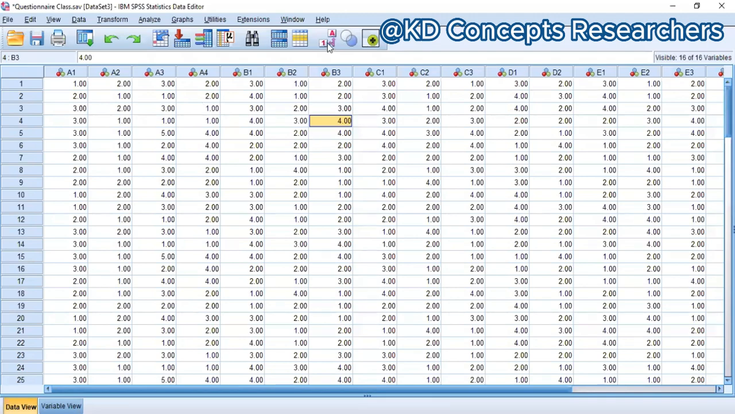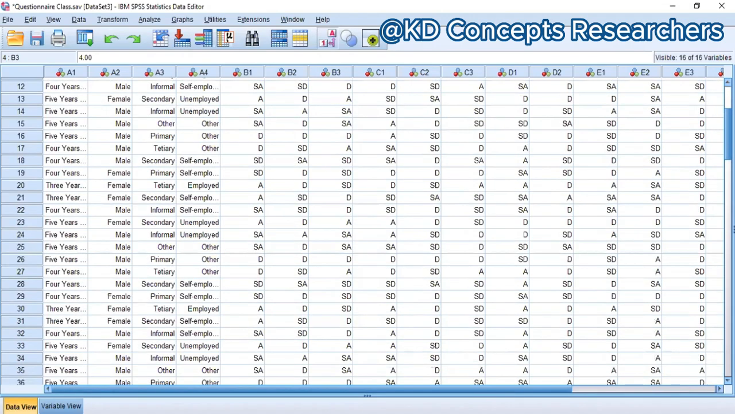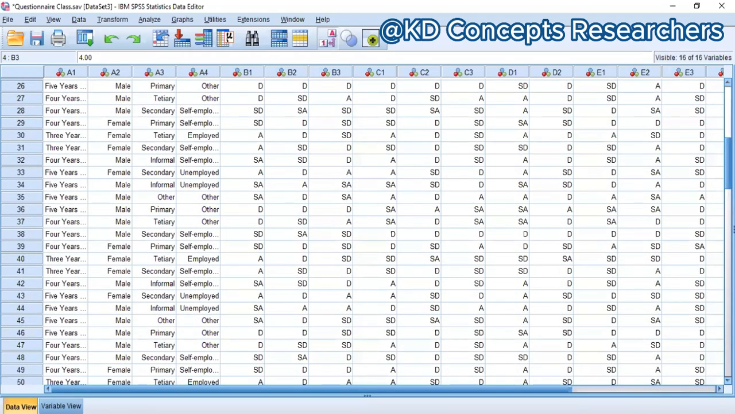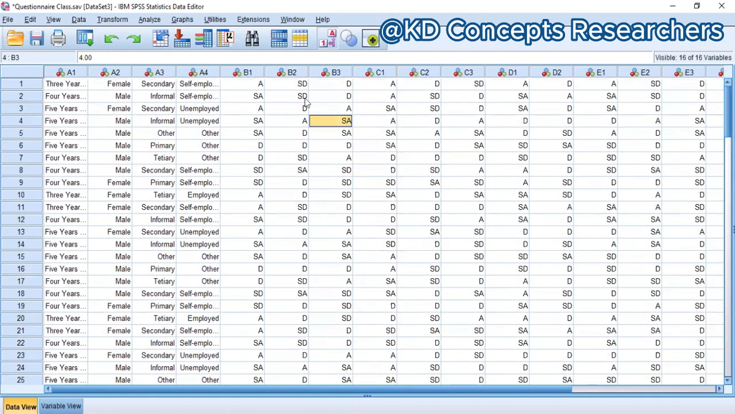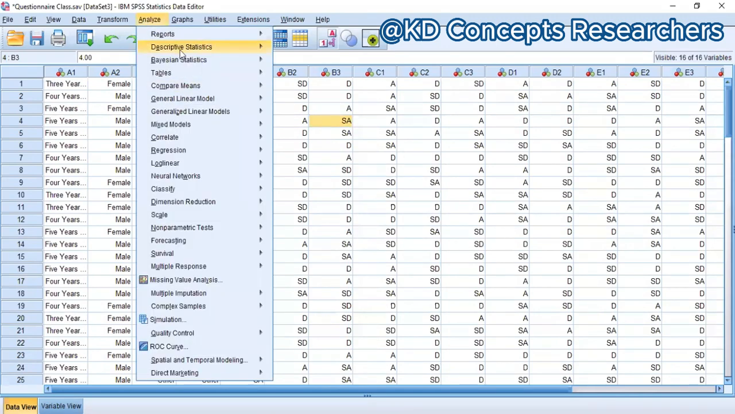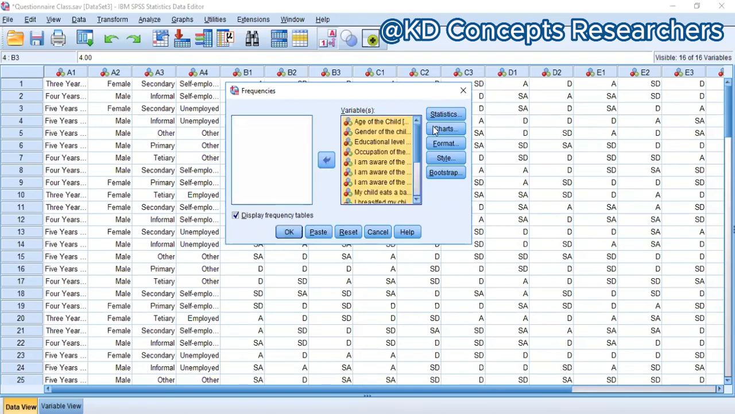Now you can toggle here to see how each of these responses were entered from respondent number 1 up to the very last respondent, which is number 100. We're just considering 100 responses here. So to get the descriptive statistics of all data fields here, we'll go to analyze, then descriptive, then frequency, which is very important. I'm going to reset this. Now click on the first one, hold your shift and click on the last one to select all variables. Move it to the right.